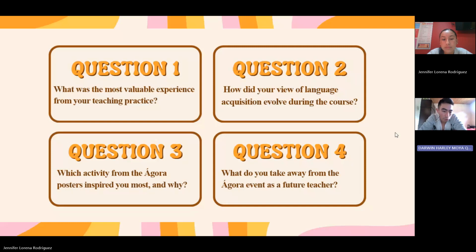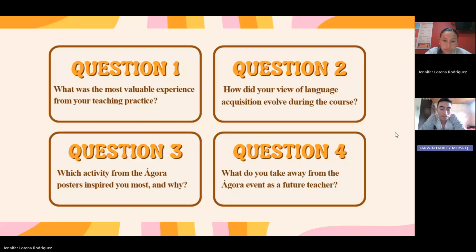In question number three, there was an interesting activity about the Agora. Its name was Let's Do Karaoke. And I think that is a good idea when you learn, even when you are singing. When you sing, you are learning at the same time.